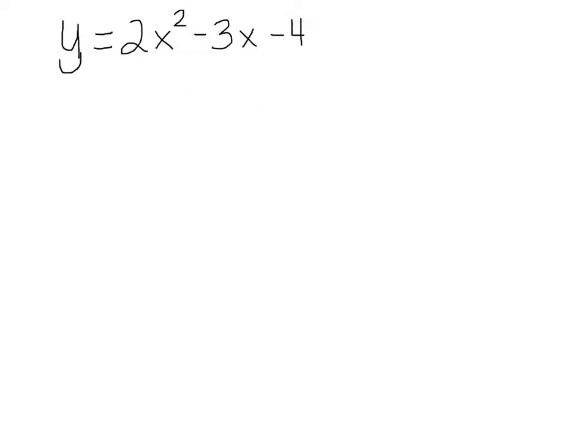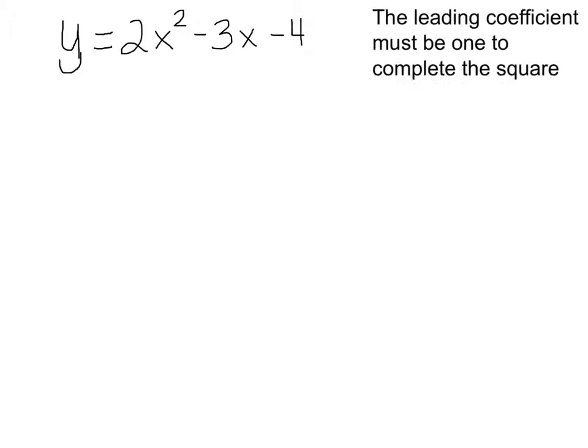Okay, so what we want to do on this equation, y equals 2x squared minus 3x minus 4, is solve this quadratic equation by completing the square. Now what's different about this is our leading coefficient is not 1. In order for you to complete the square, the leading coefficient must be 1. Say it with me. The leading coefficient must be 1 to complete the square.